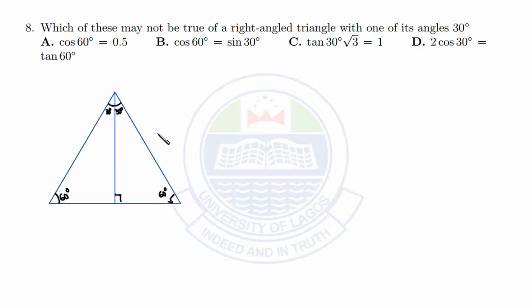Let's say each side is 2. Of course, if I divide this, it will give me 1 and 1, because if I add them together, it will still give me 2. And by Pythagoras theorem, you will discover that this one is square root of 3. Alright, so we want to know from your right angle triangle about 30 degrees. So what we are interested in is 30 degrees. So they said cos 60 is 0.5. So if you have cos 60, don't forget your SOHCAHTOA.